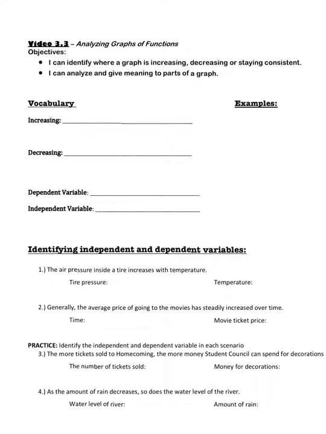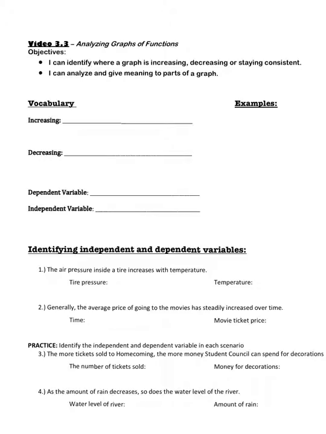So in our third video of Unit 3, we're going to take some time to now analyze the graphs of functions. So what interval is it increasing, decreasing, and staying consistent, being able to kind of give a story behind a graph, and then also identifying the independent and the dependent variables. So let's first start with increasing.